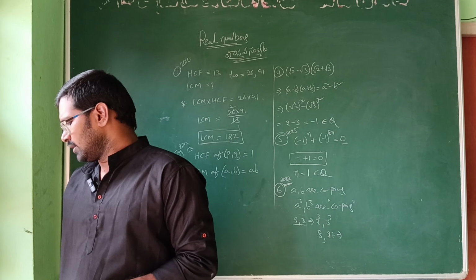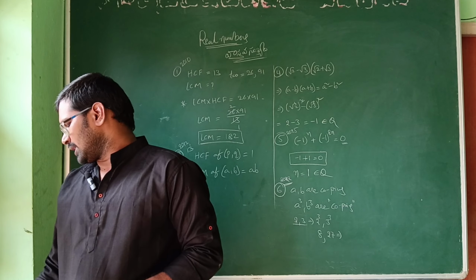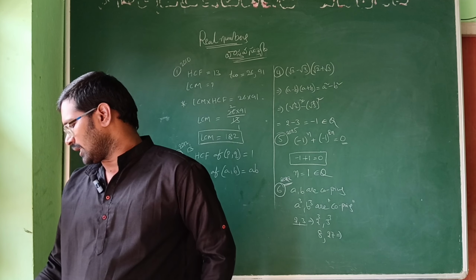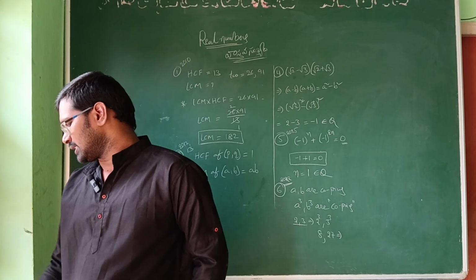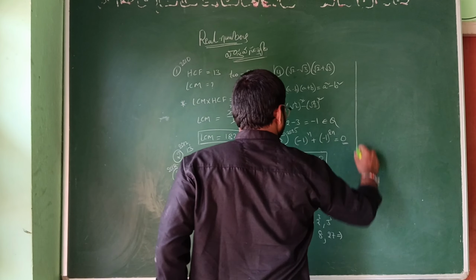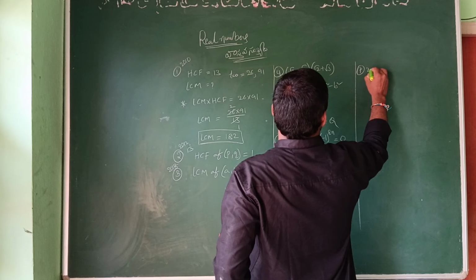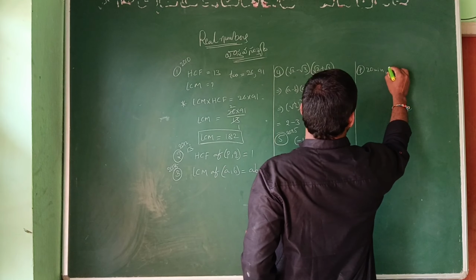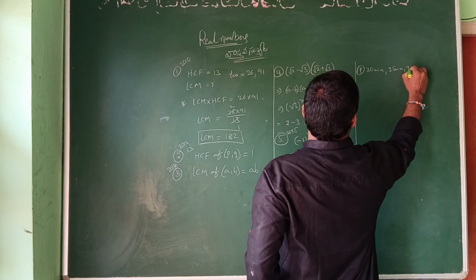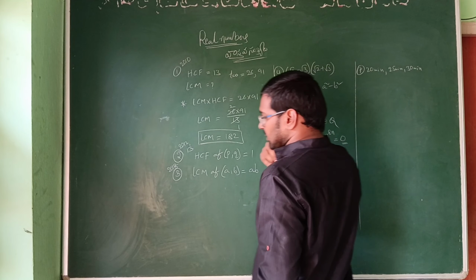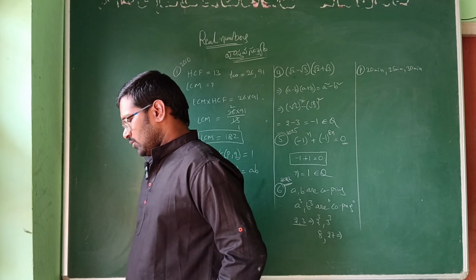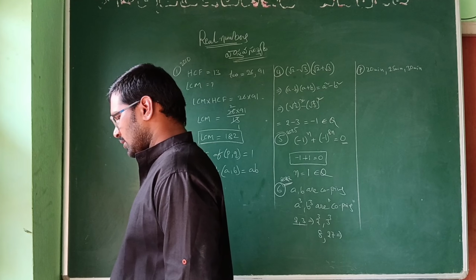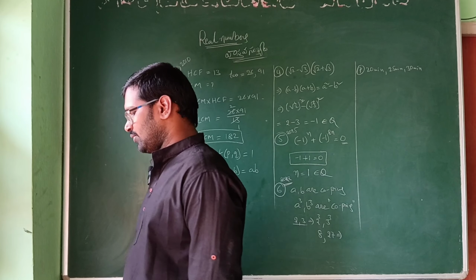One question I will read. There are three alarm clocks that ring their alarms at regular intervals of 20 minutes, 25 minutes and 30 minutes respectively. If they first beep together at 12 noon, when will they beep together again?